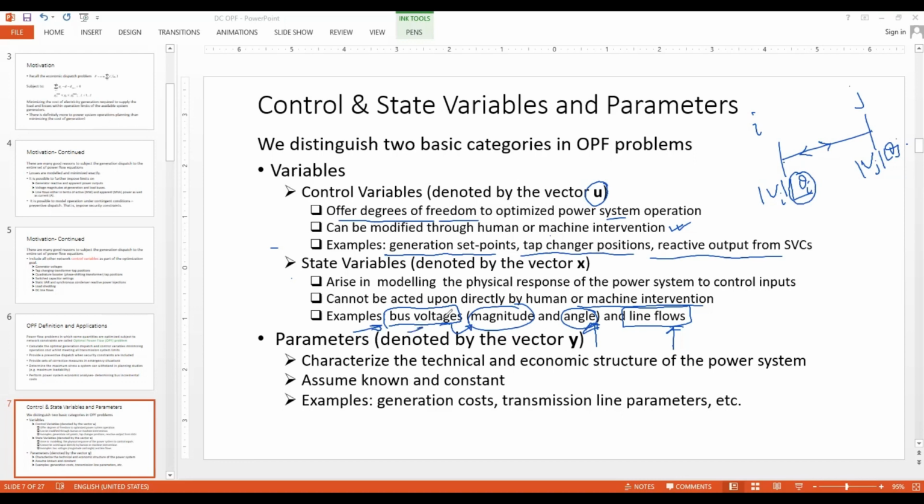So these can be controlled basically by the control variables. The state variables are controllable by the control variables, so there is a direct link between these two. And these state variables, we define them by the vector x.